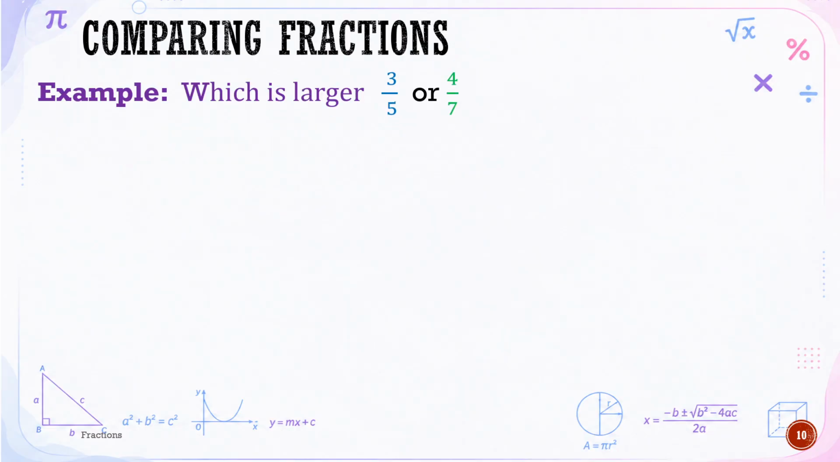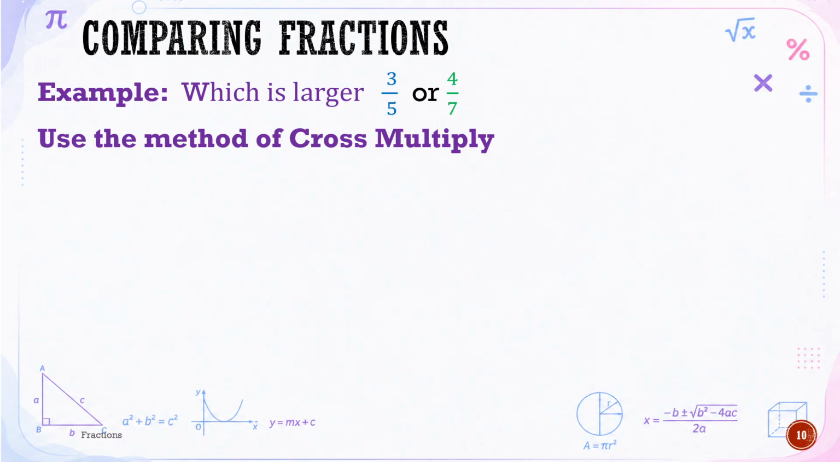Comparing fractions. It's a very common question asked in exams to identify which is the larger fraction and which is the smaller fraction, right? Let's take an example to identify which is larger, 3 by 5 or 4 by 7. We are going to use the method of cross multiplication. What does that mean? That means we would multiply the first fraction by the denominator of the second fraction. That is, 3 by 5, we are going to multiply by 7, the denominator of the second fraction, which gives us 21 by 35.